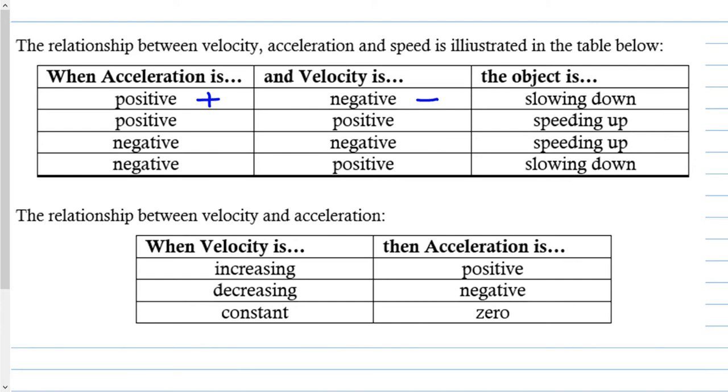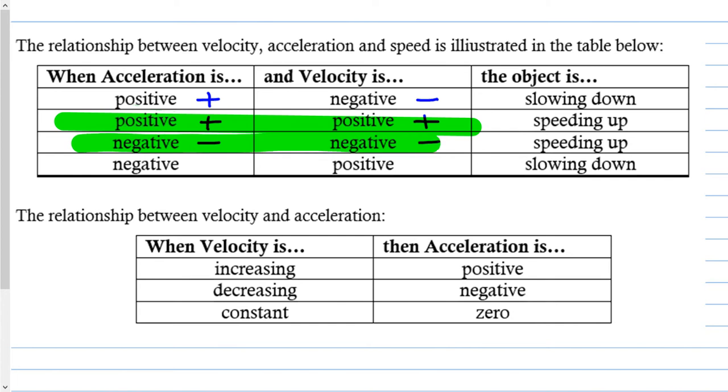So again, if acceleration is still positive, but velocity is also positive, so if the signs are the same, positive velocity, positive acceleration, then our object is speeding up. When acceleration is negative, obviously there's two choices again. If velocity is also negative, so they have the same sign, again, speeding up. Okay, so basically, the minimum that you need to know is whenever the signs are the same, my object is going to be speeding up.